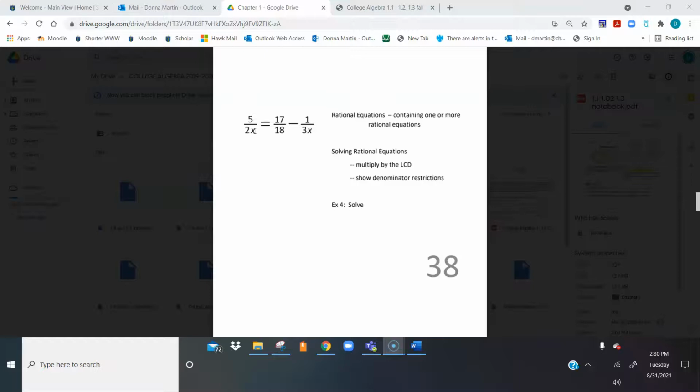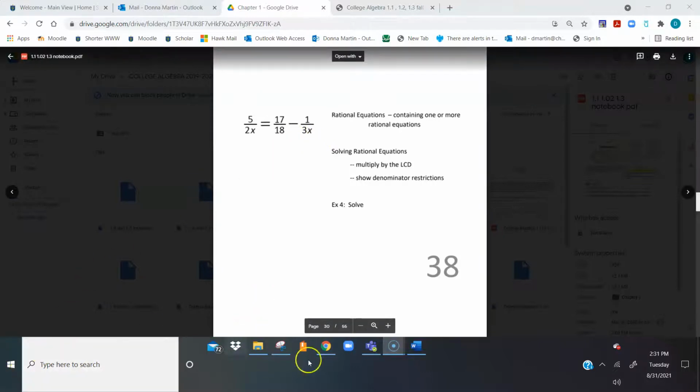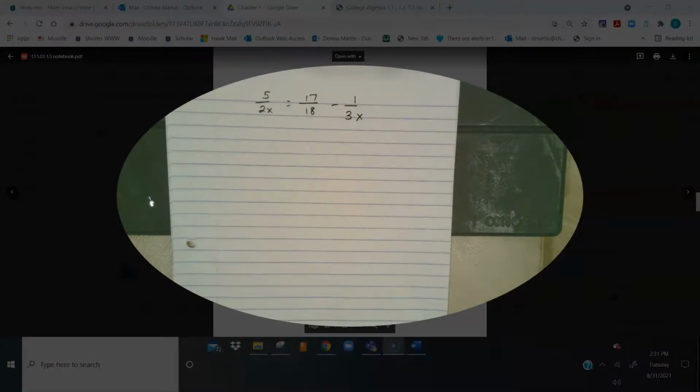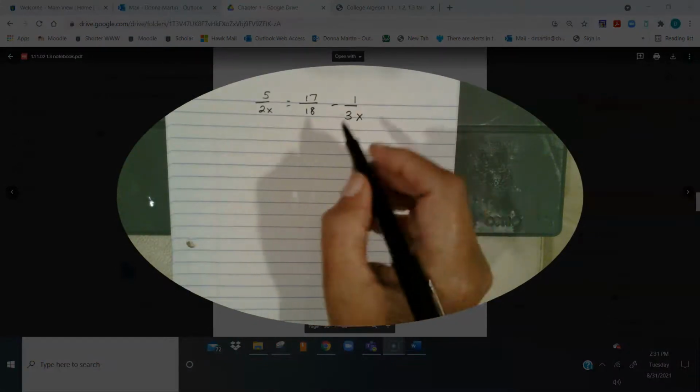That means that x should not be 0. And it's the same process with this 3x. If x happened to be 0, 3 times 0 would make that fraction undefined. So it looks like this. Let me switch screens for you. The first thing would be to restrict the denominator.